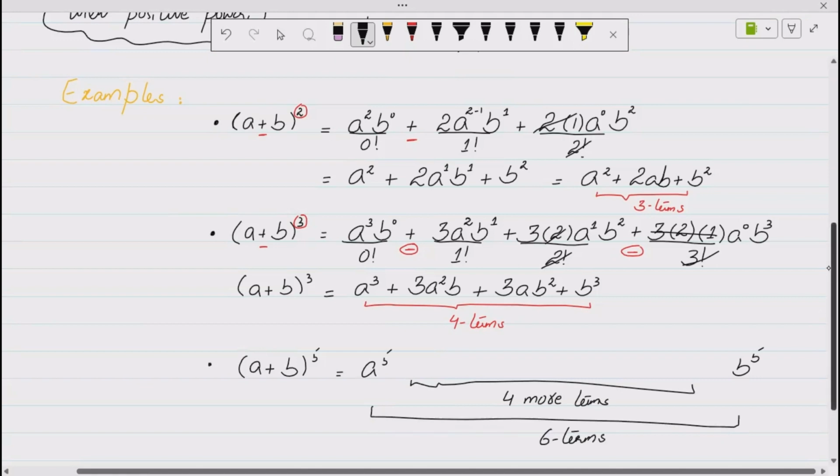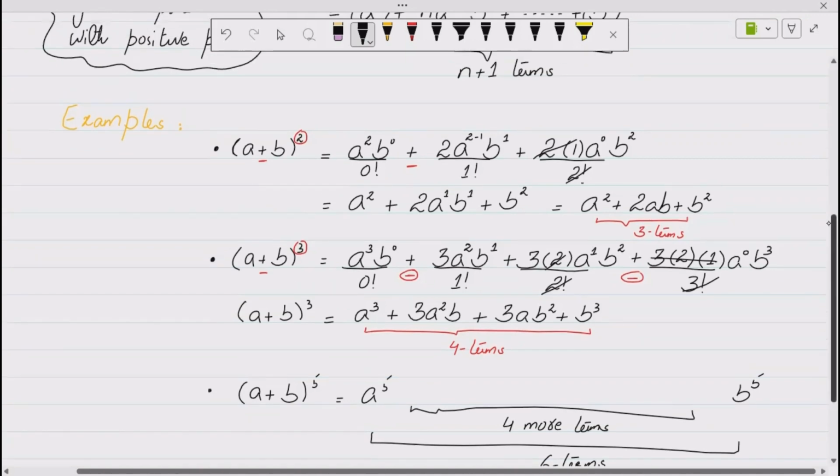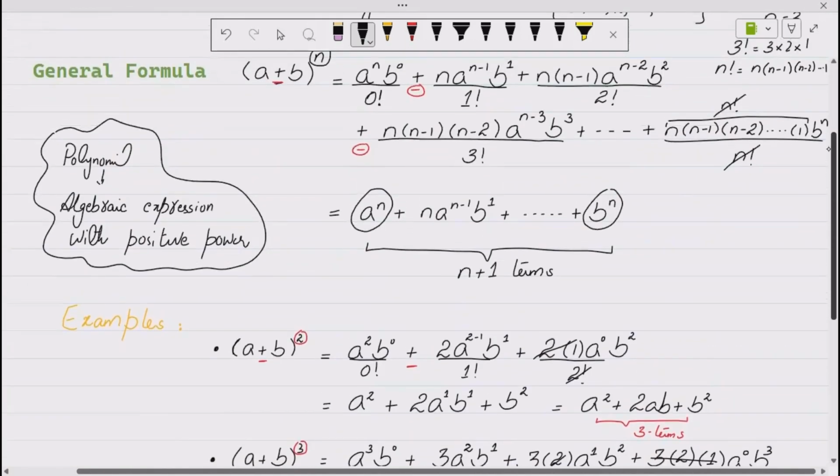So this is the binomial formula or binomial expansion, and in this video you learned how to expand them.